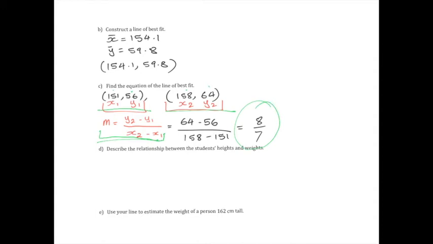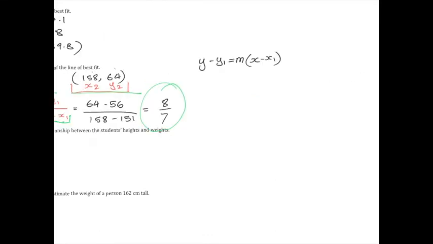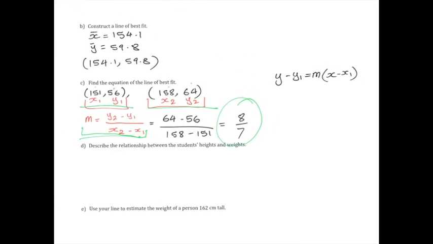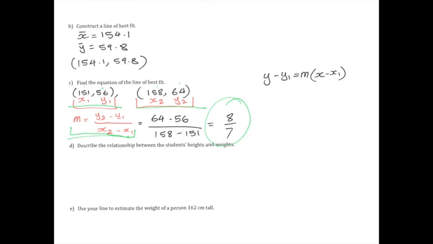The point gradient formula, it looks like this. Y minus y1 equals m times x take away x1. So what we do is we use either one of our points. We don't even have to use the x1, y1. We can use x2, y2. But for consistency, I'm just going to use x1, y1. Is that okay?